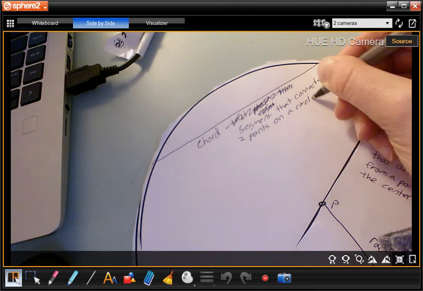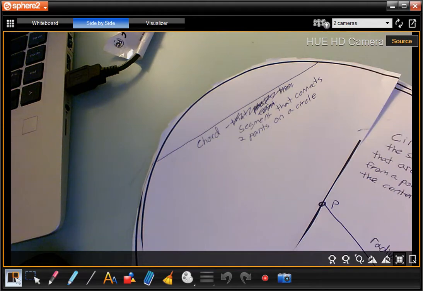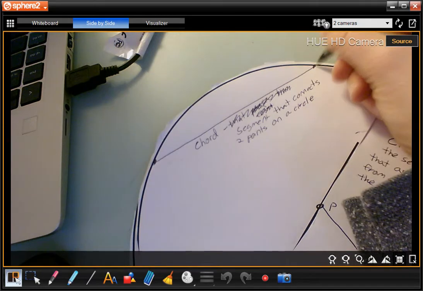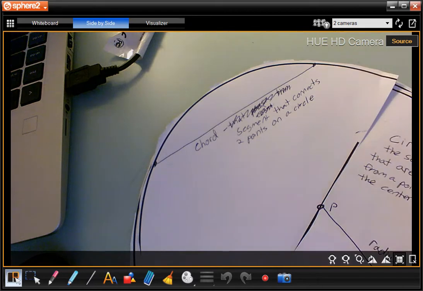Okay, segment that connects 2 points on a circle. One point on the circle to the other point on the circle. It stops there. It's a segment. It doesn't go all the way through. It doesn't touch the outside. It must be inside the circle going through those 2 points.